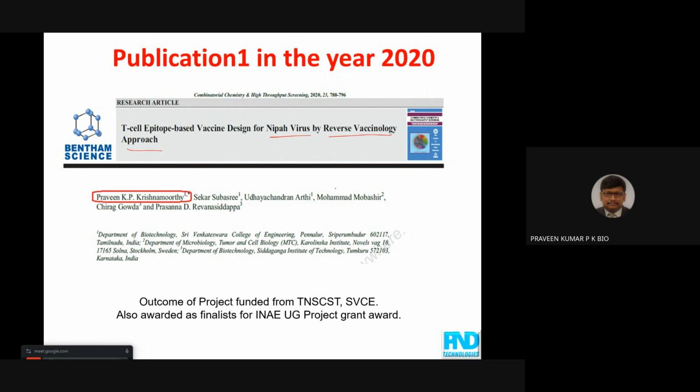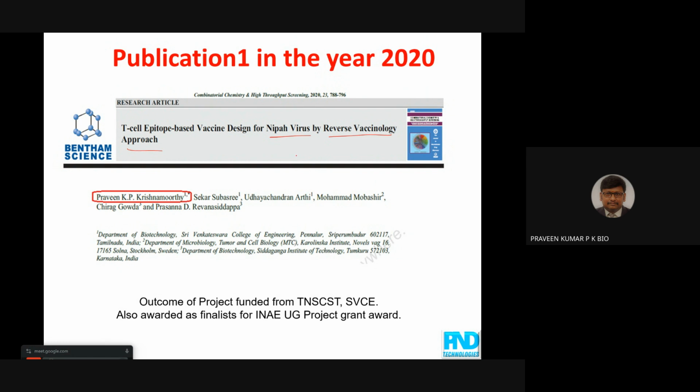And the first project I initiated was during the pandemic situation, actually exactly I didn't start at the pandemic. I started in 2019, when in 2018 in Kerala, more than 18 people died because of Nipah virus infection. So I got enthusiasm and started working on this Nipah virus. I worked on both T cell epitope based vaccine design as well as B cell epitope based vaccine design. Because we have extensive results, I just published the T cell epitope based vaccine.